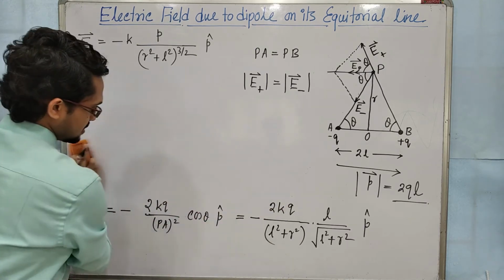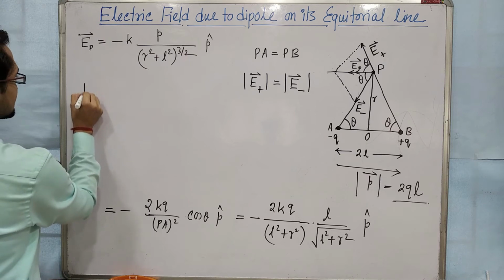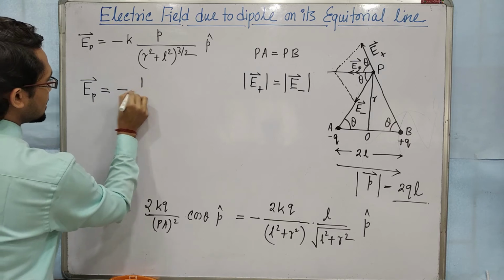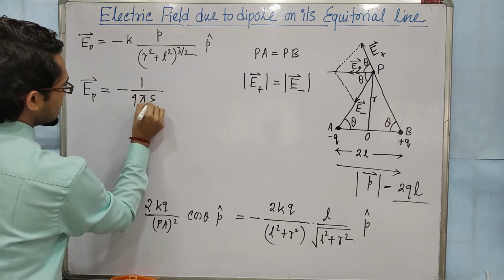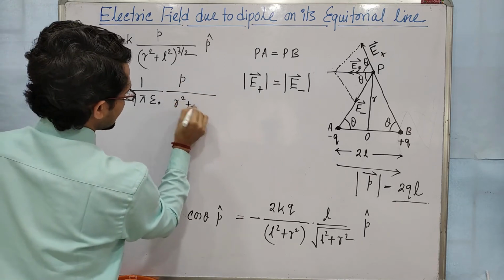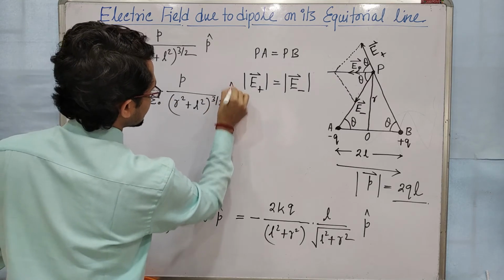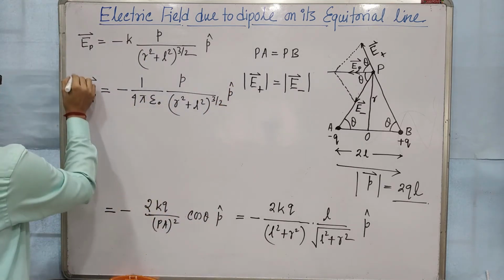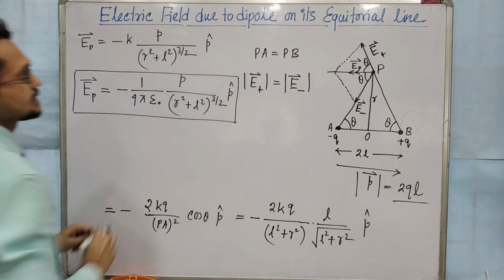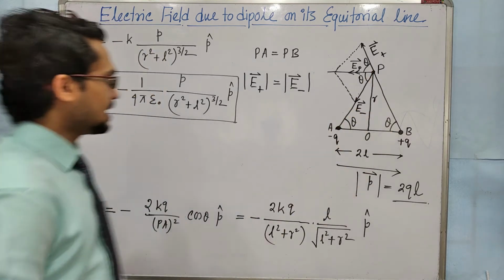Now place 1 by 4 pi epsilon 0 in place of K. So E_P will be minus 1 by 4 pi epsilon 0, P by (R square plus L square) to the power 3 by 2, P cap. This is the expression of electric field intensity due to a dipole on the equatorial line.